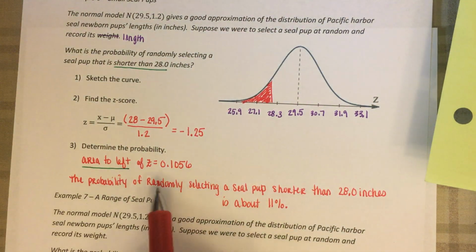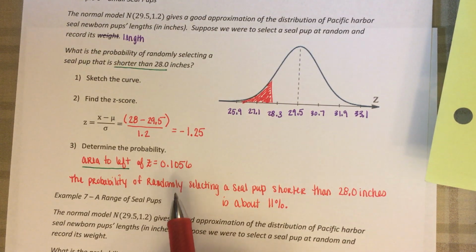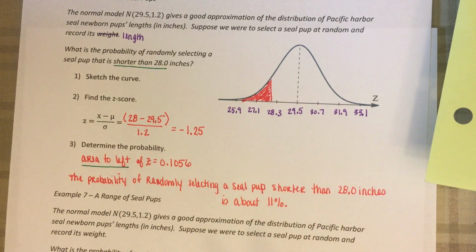So we take this 0.1056 and we round it off to our nearest percent. It's about 10.5%, so we're going to go ahead and round it up to 11%.